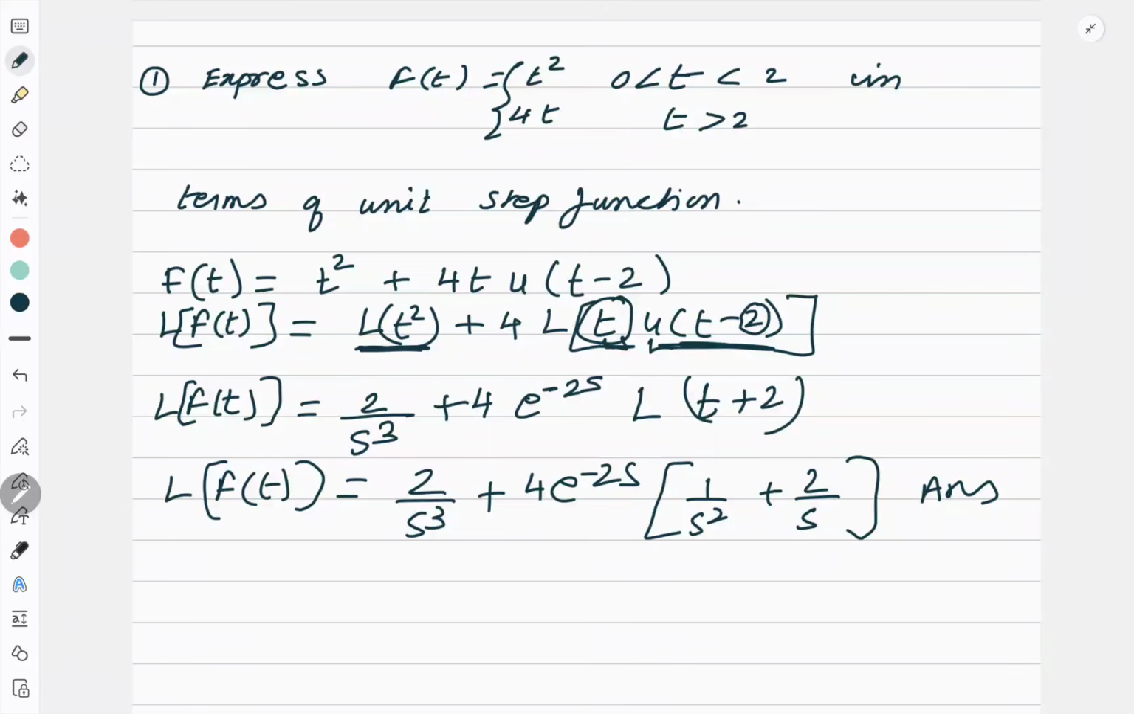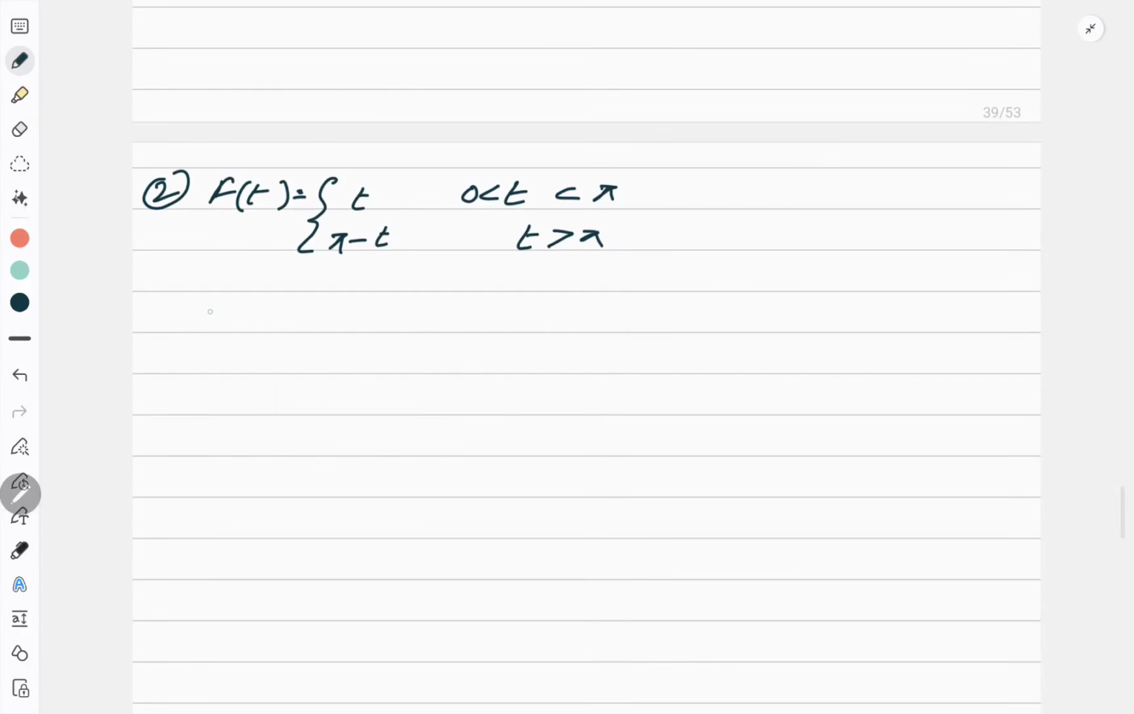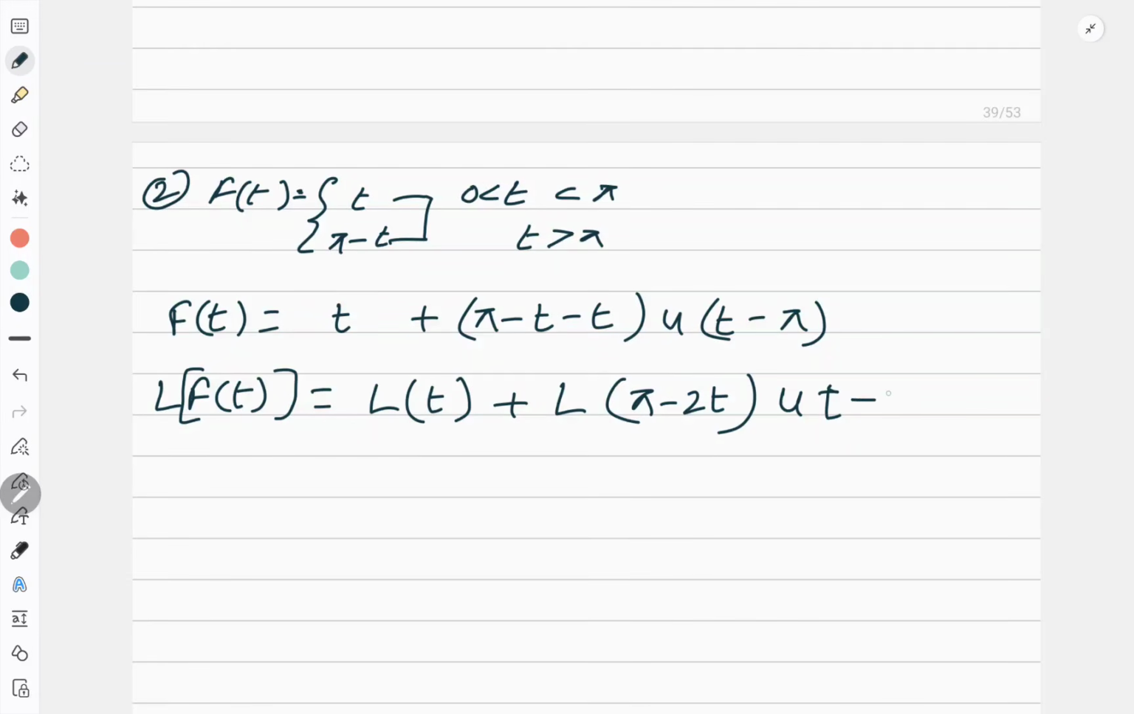Easy? So first convert it to unit step function and then take the Laplace. Let's do one more question. Now look at this one. What is f t? f t is equal to t plus pi minus t u of t minus pi. This minus this. Okay. Take Laplace. So L of t plus L of pi minus 2t u of t minus pi.